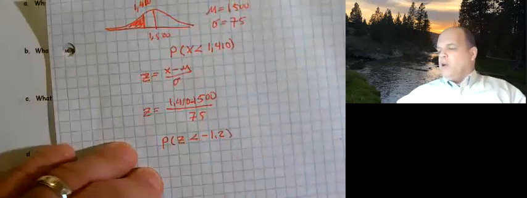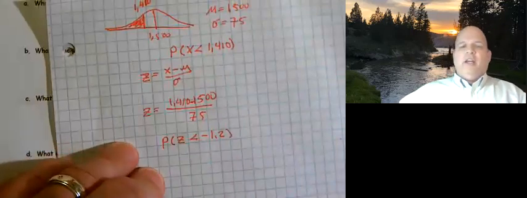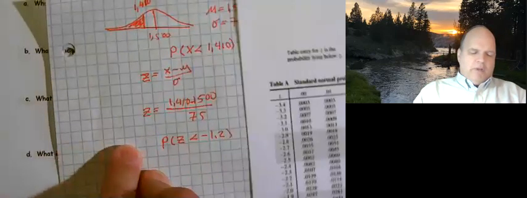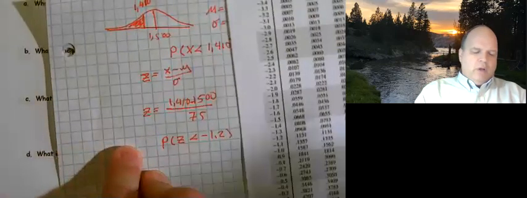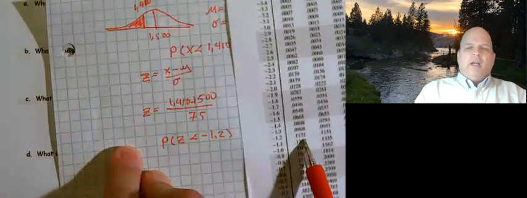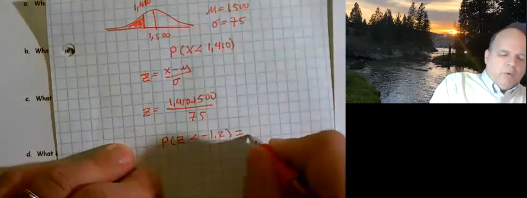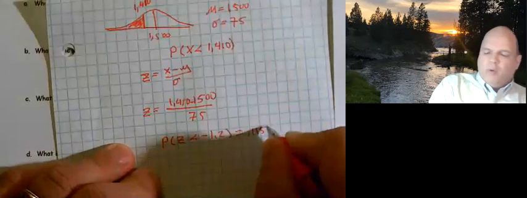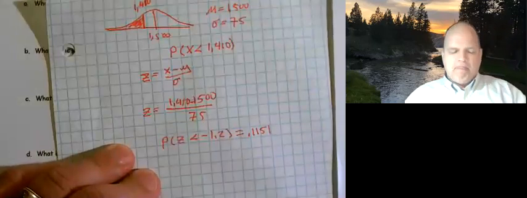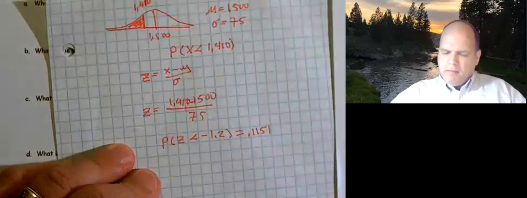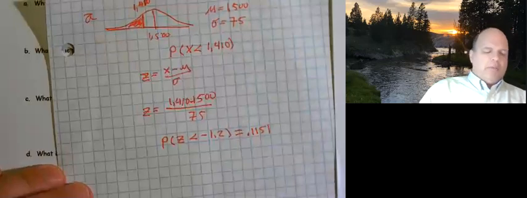So at this point, I can go to my table. And since it's negative, I need to make sure I'm using the negative table. And I'm just going to look up negative 1.2 and go, okay, my answer is 0.1151. All right. So the probability equals 0.1151. All right, that was part A. Let's move on to part B.